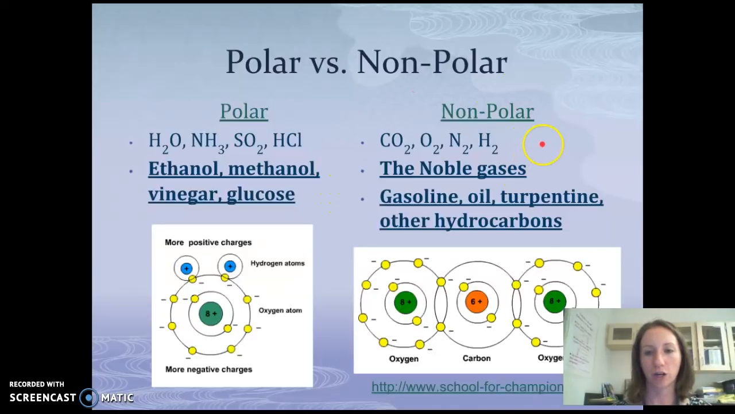Nonpolar, where they share a little bit more equally, would include CO2, O2, N2, H2. Notice that a lot of these are atoms that are just doubled up with one another. Because they're the same atom, they're going to share pretty equally between them. The noble gases, on the rare occasions that you can get them to share an electron, they're not going to give it up, but they might share it. They tend to be nonpolar covalent bonds. Gasoline, oil, turpentine, and other hydrocarbons are all the result of nonpolar covalent bonds.